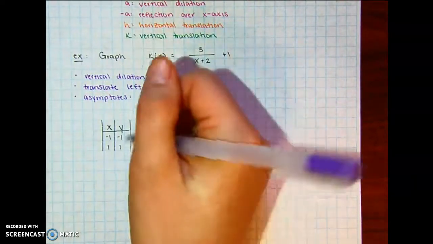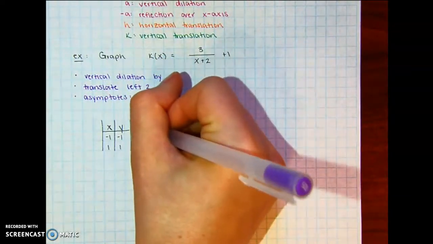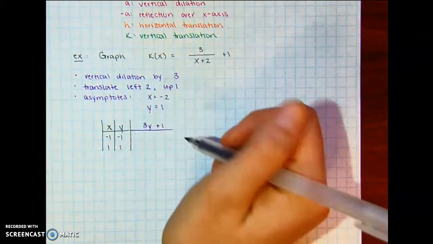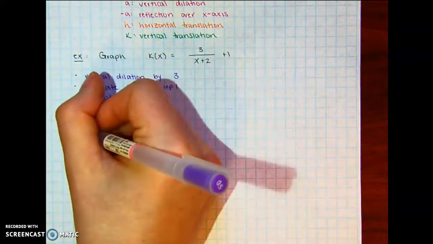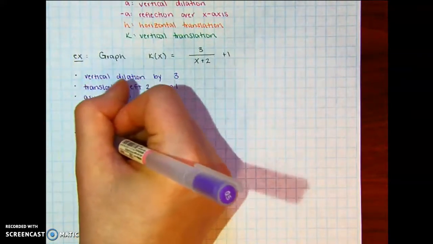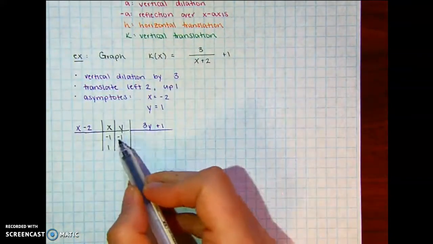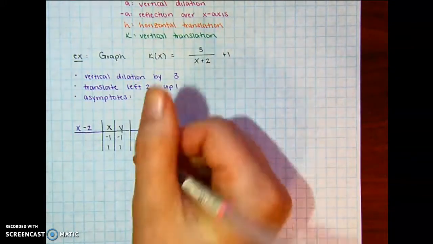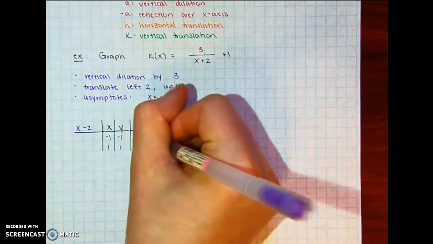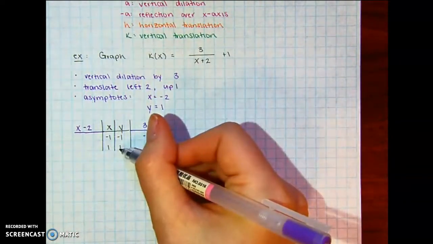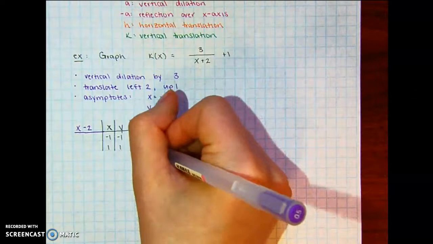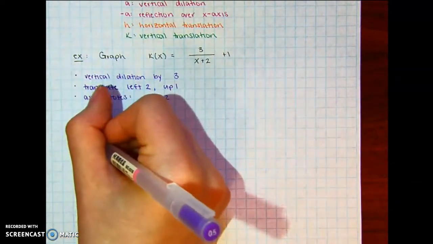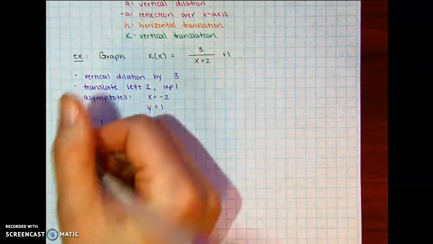Because it's vertically dilated by 3, that'll be 3 times y. And then we're going up 1, so it'll be +1. And left 2, so it'll be x minus 2. Then I substitute, so -1 times 3 is -3, -3 plus 1 is -2. 3 times 1 is 3, 3 plus 1 is 4. And the x values are -1 minus 2, and 1 minus 2.